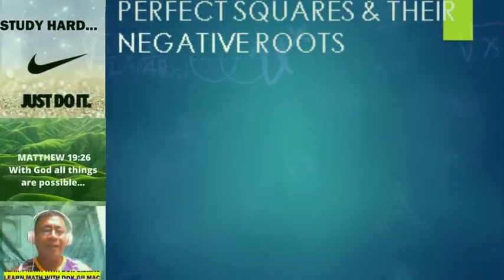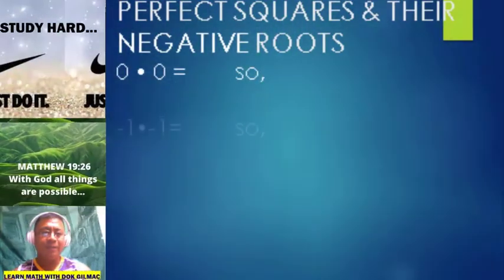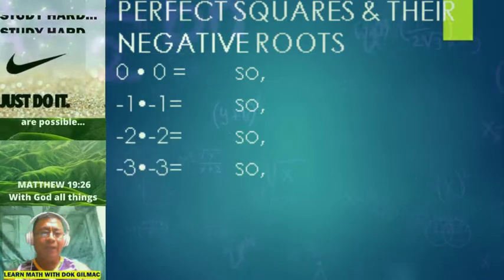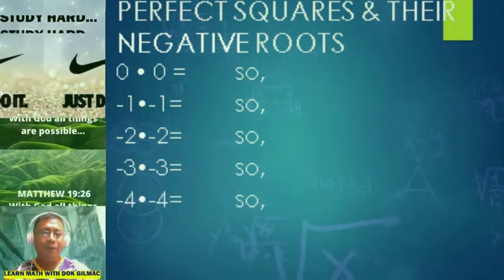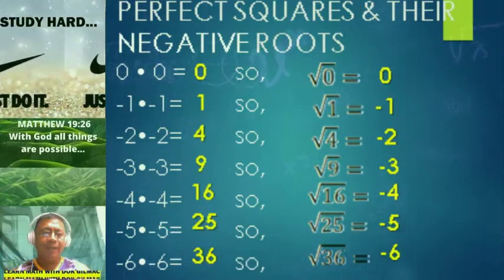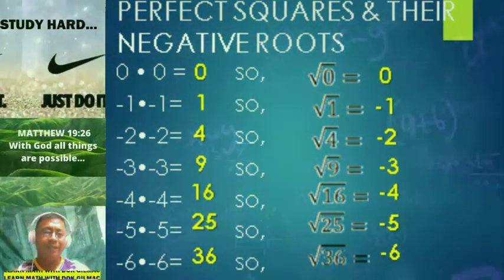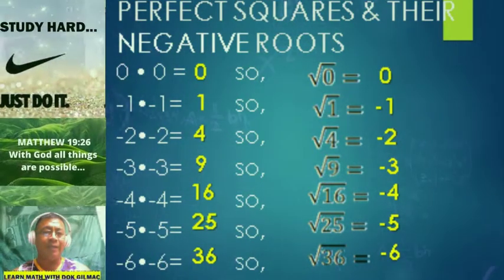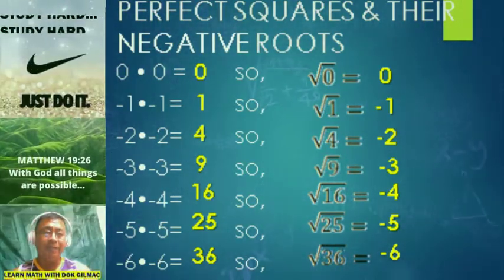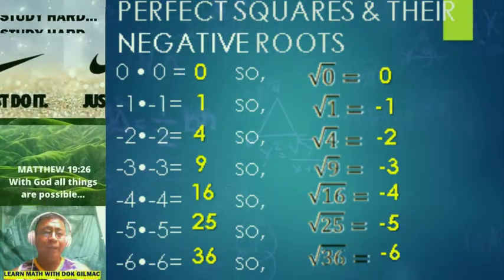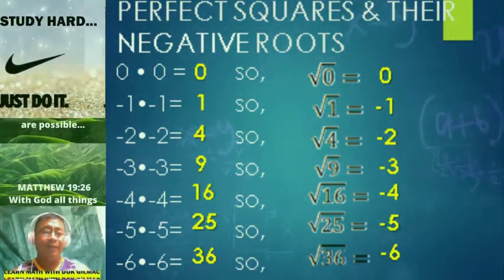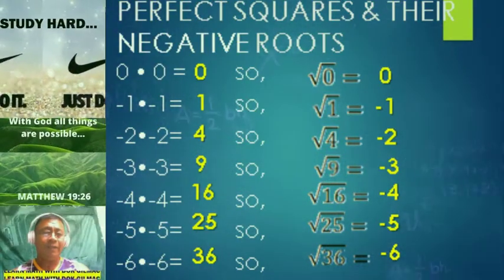Consider perfect squares and their negative roots. 0 times 0, negative 1 times negative 1, negative 2 times negative 2, negative 3 times negative 3, negative 4 times negative 4, negative 5 times negative 5, negative 6 times negative 6. As you can see, class, 0 times 0 is 0, negative 1 times negative 1 is positive 1, negative 2 times negative 2 is positive 4, negative 3 times negative 3 is positive 9, negative 4 times negative 4 is positive 16, negative 5 times negative 5 is positive 25, negative 6 times negative 6 is positive 36.